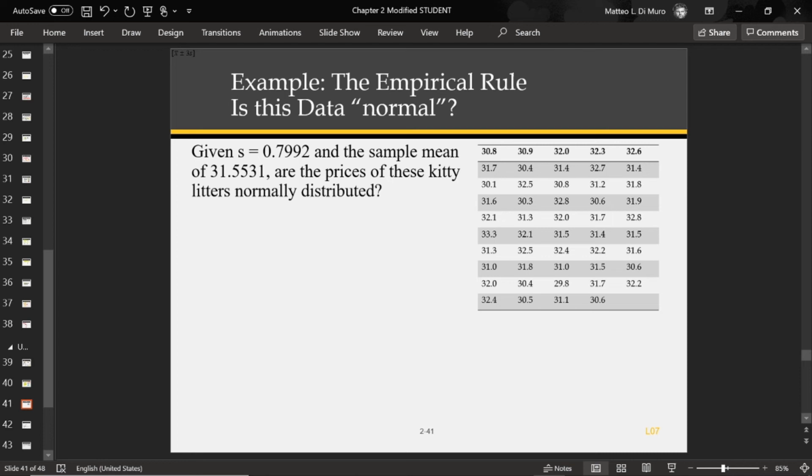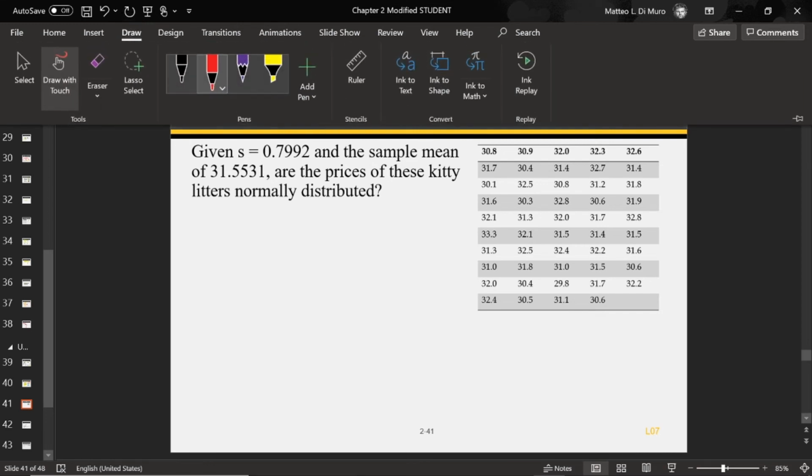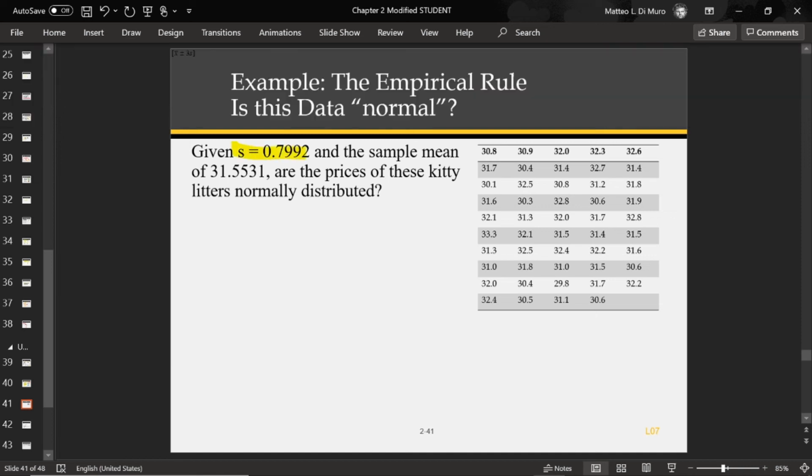Is this data normal? So we have a data table, and unfortunately there are 49 pieces of data, but they've given us some numbers here. I would never give you 49 pieces of data and then say find the average, but they give us the sample standard deviation. Notice how it's a little less. So given a sample standard deviation of 0.7992 and the sample mean of 31.5531, are the prices of these kitty litters normally distributed?